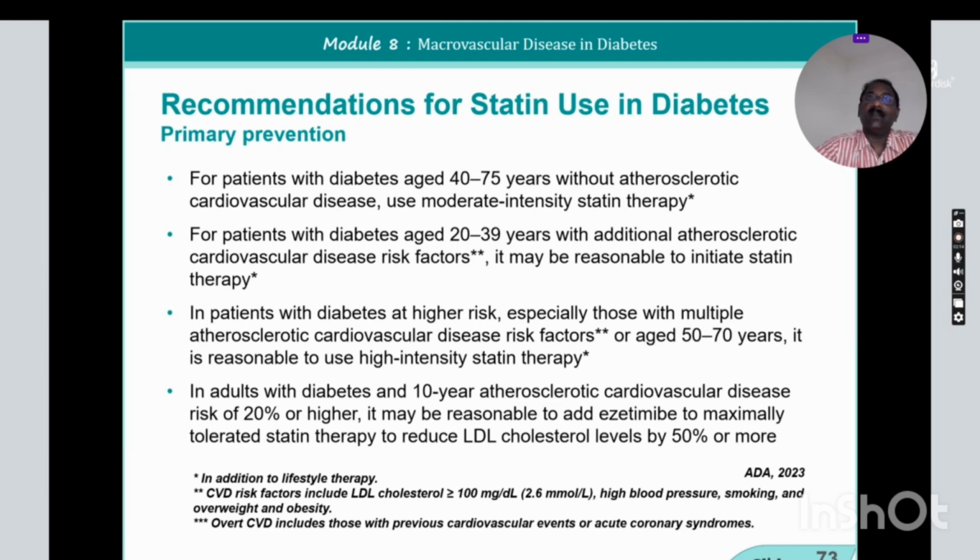Suppose post PTCA or post CABG, use high intensity statins. That is the reason cardiologists prescribe immediately after PTCA atorvastatin 40 mg or 80 mg, or rosuvastatin 20 mg or 40 mg. That is high intensity statin. After 6 months or 1 year, when the LDL is very low, say 50 or 30, then you can reduce the dose to 10 milligrams of rosuvastatin or 20 milligrams of atorvastatin. But in the initial days, when you want to use high intensity statins, use minimum 20 milligrams of rosuvastatin and 40 milligrams of atorvastatin.